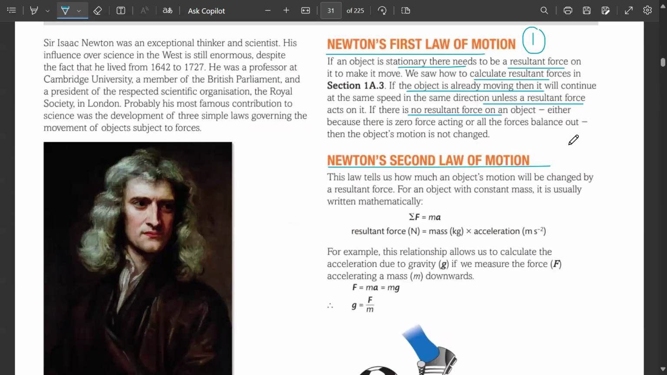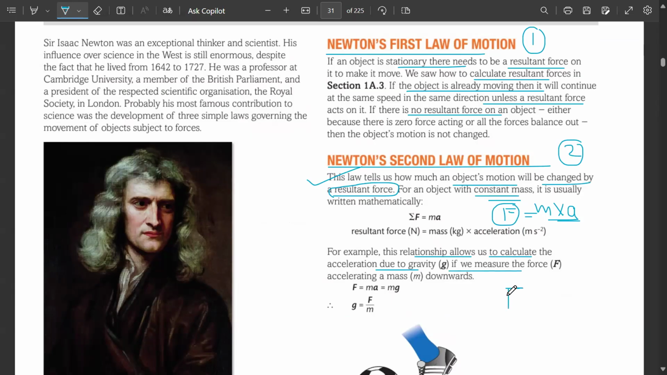Whereas Newton's second law, what does it say now? This law tells us how much an object's motion will be changed if we apply an unbalanced resultant force. For an object with constant mass, it is going to change its motion by accelerating. And why? Because we have applied a certain force. For example, this relationship allows us to calculate the acceleration due to gravity as well.